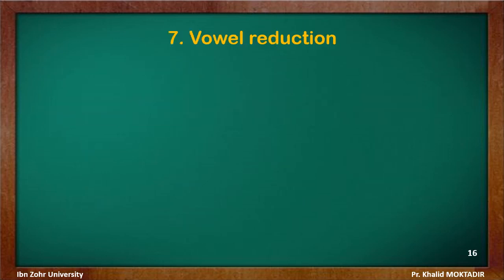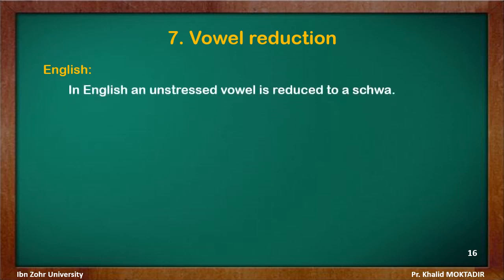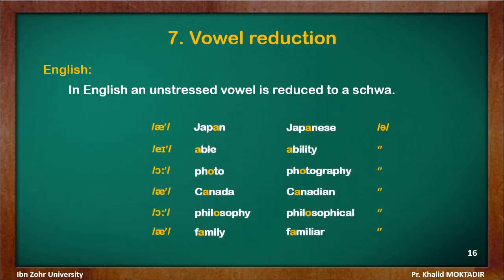Our next syllable structure process is on vowel reduction. We're going to pick up examples from English where a vowel is reduced to a schwa in case it is not stressed. Look at the examples below. The vowel a in Japan becomes a schwa when it is not stressed. It's pronounced Japanese.